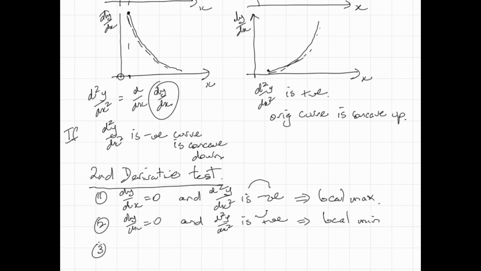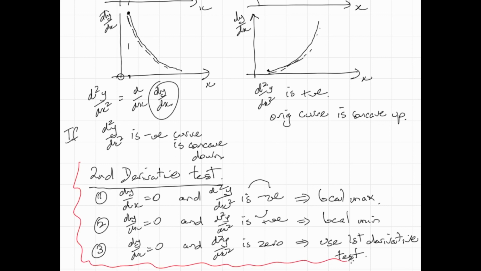We have a third scenario, and that is if dy dx equals 0 and d2y dx2 is not negative, not positive, that means it is 0, then we have to use the first derivative test. And the first derivative test is when we substitute x values either side of the x value that makes dy dx equal 0. So we use the first derivative test. We have to go back to that, and we can't use the second derivative test. So this test is worthwhile committing to memory.